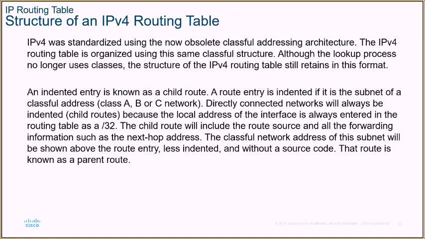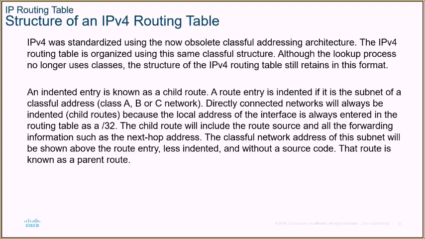IPv4 was standardized using the now obsolete classful addressing architecture. The IPv4 routing table is organized using the same classful structure, although the lookup process no longer uses classes. The structure of the IPv4 routing table is still retained in this format. An indented entry is known as a child route. A route entry is indented if it is a subnet of a classful address, so A, B, or C class.